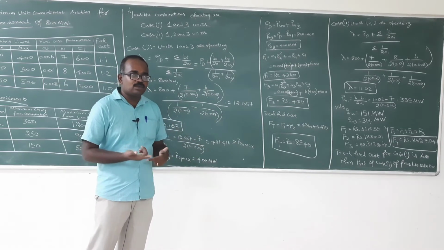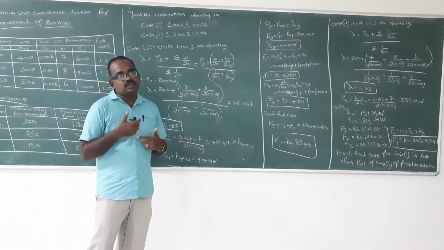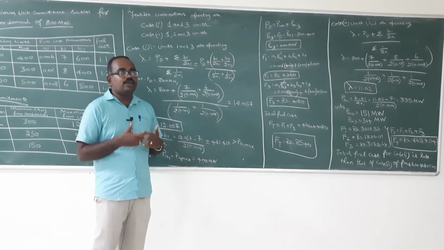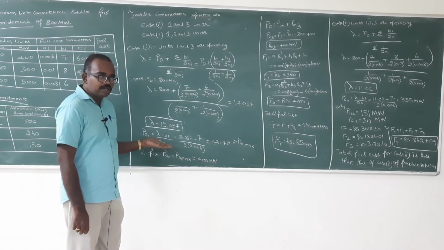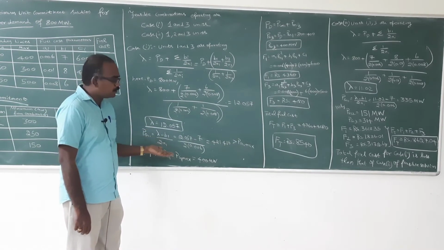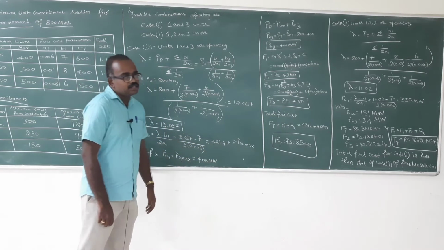So what is the next step? After finding the lambda value, we have to find the PG values. Here we are going to calculate PG1 and PG3. PG1 we can calculate from lambda minus B1 divided by 2A1. So we are getting it as 421.416.